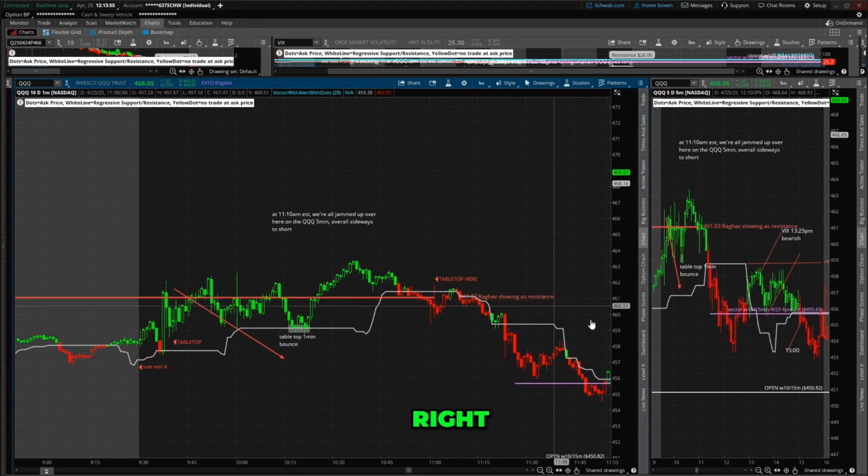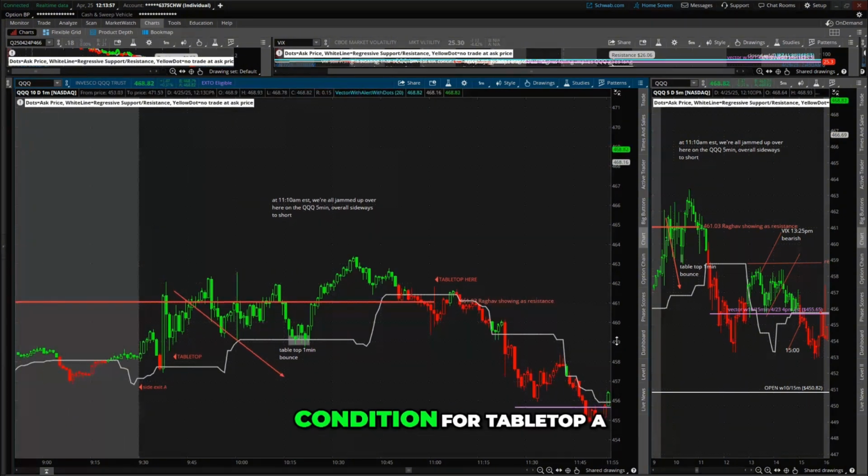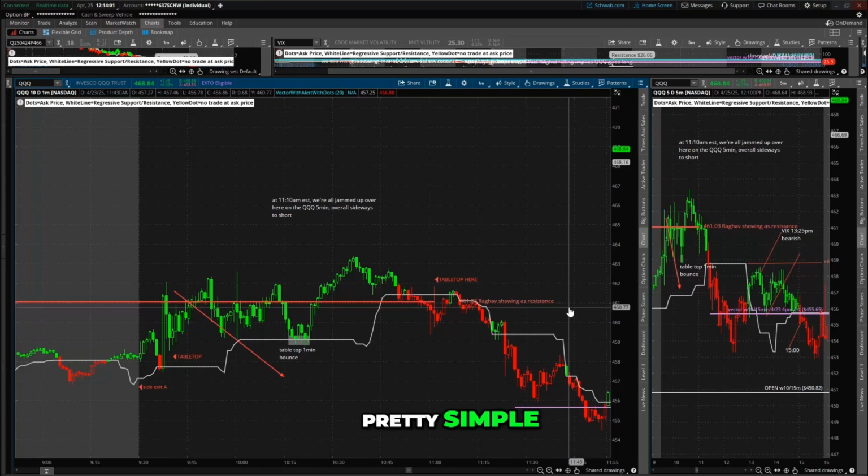It failed, right? I'm going to be telling you about the condition for tabletop A or B to fail. The first one is pretty simple. When the price actually closes below it, it means that the tabletop A has actually failed.